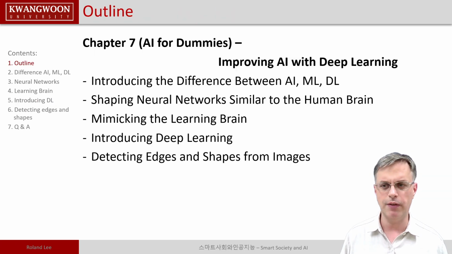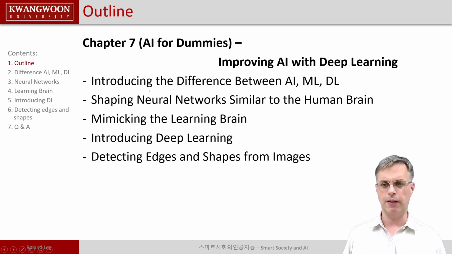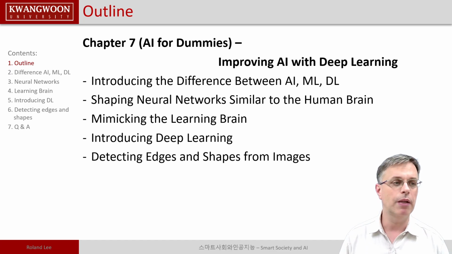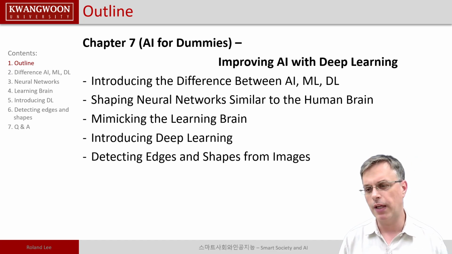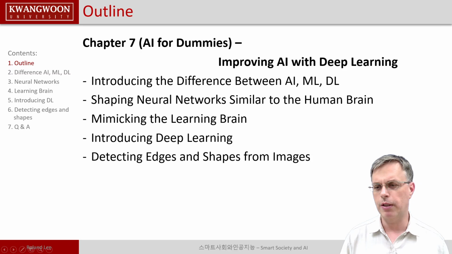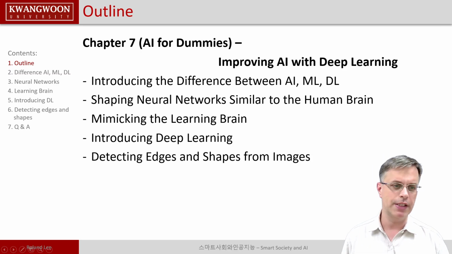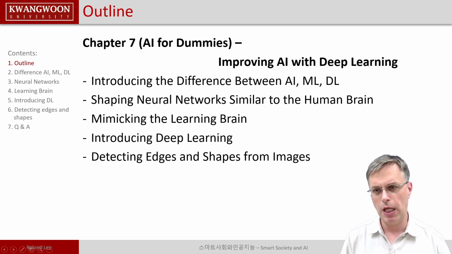So, we introduced the topics, the difference between AI, machine learning, and deep learning, and then shaping neural networks, mimicking the learning brain. These topics we have covered. Let's look at more of what we have. So, introducing deep learning and detecting edges and shapes from images.